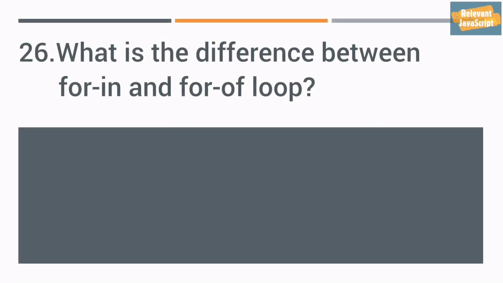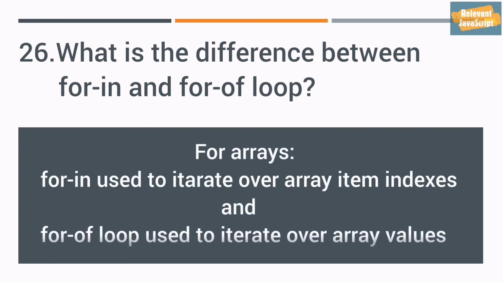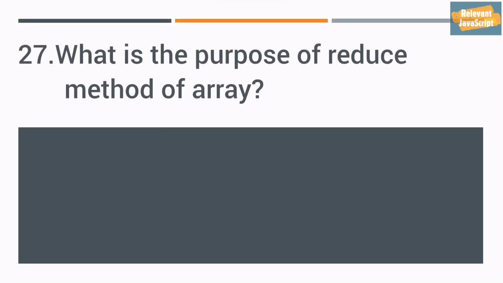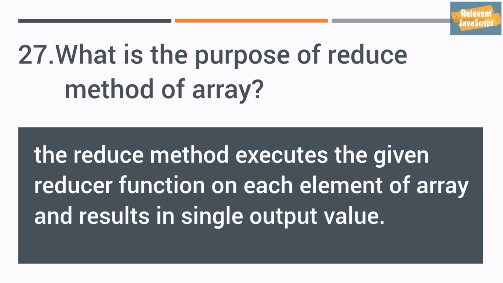Question number 26. What is the difference between for in and for of loop? The for in loop is used to iterate over object properties, and the for of loop is used to iterate over object values. For arrays, for in is used to iterate over array item indexes, and for of is used to iterate over array values. Question number 27. What is the purpose of the reduce method of array? The reduce method executes the given reducer function on each element of the array and results in a single output value.